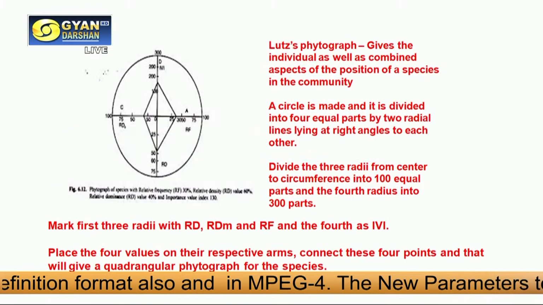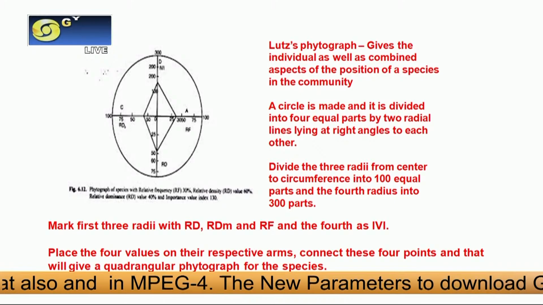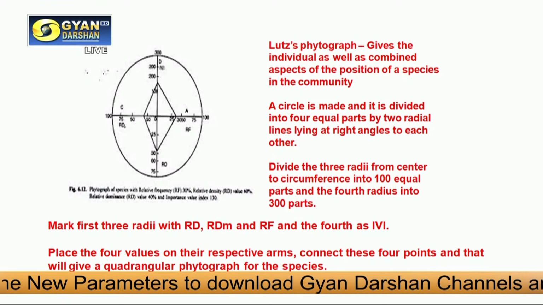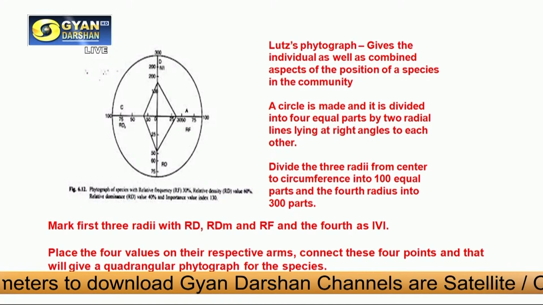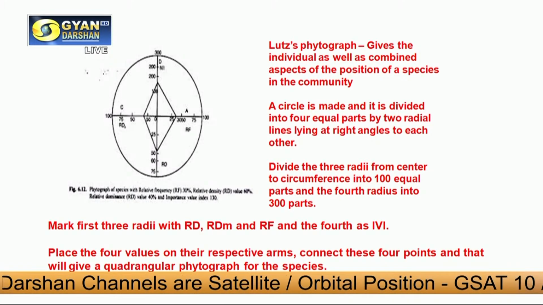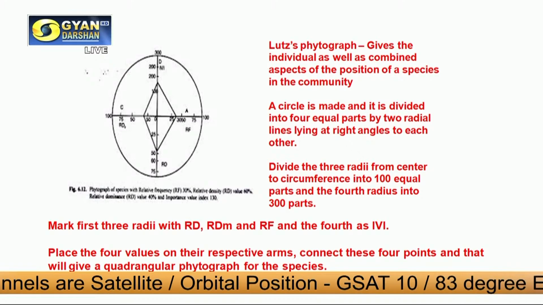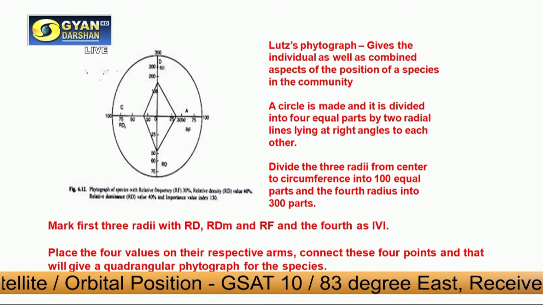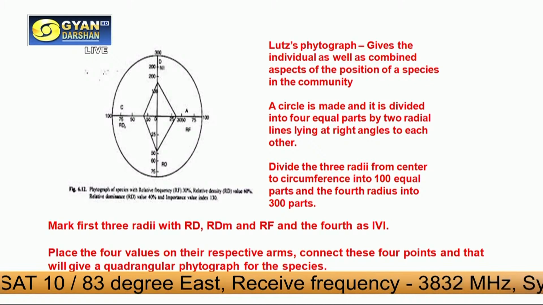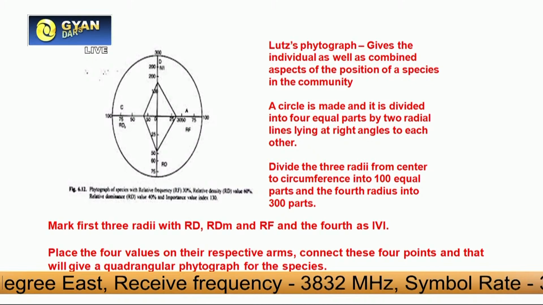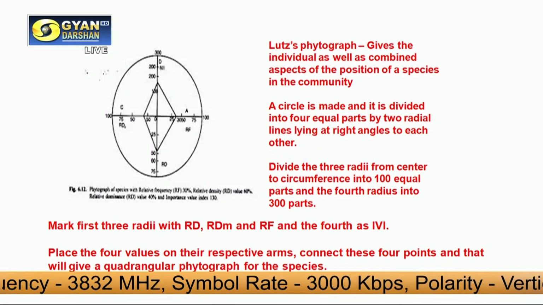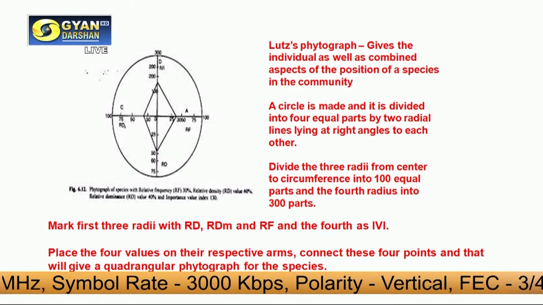How does it look like? It looks like this. That is, a circle is made and it is divided into 4 equal parts by 2 radial lines lying at right angles to each other. Divide the 3 radii from center to circumference into 100 equal parts and the 4th radius into 300 parts. So, one radius 300 parts, the other 3 100 parts.